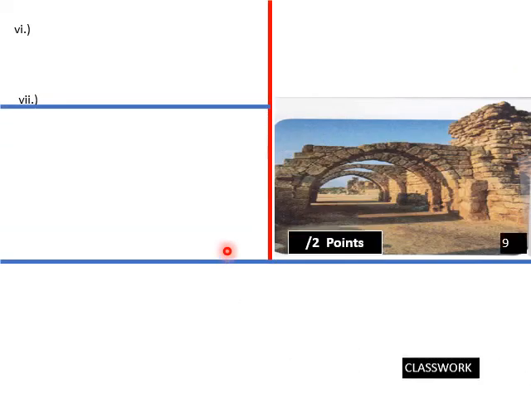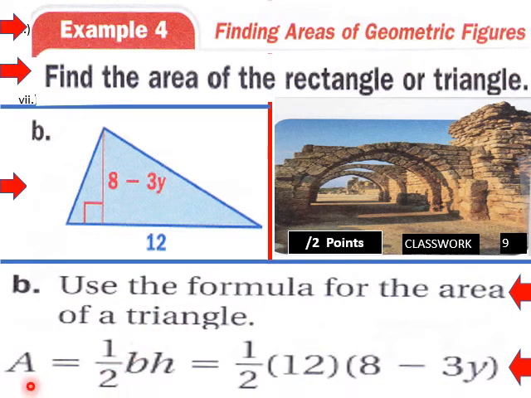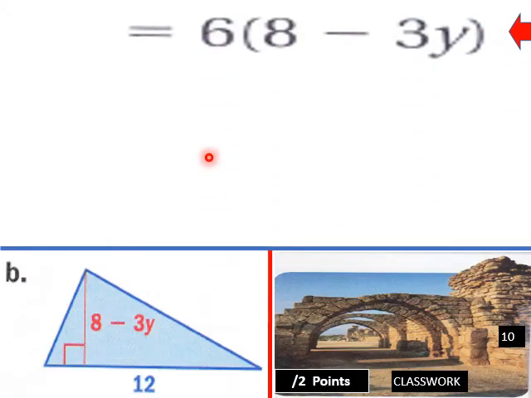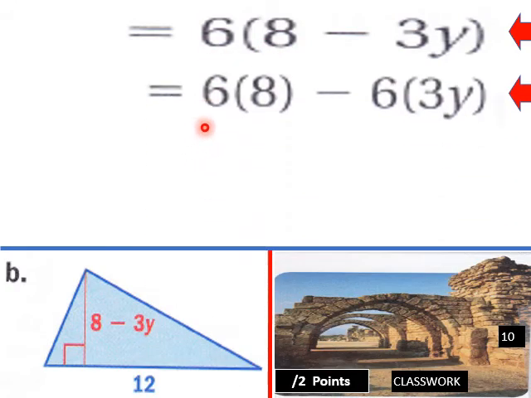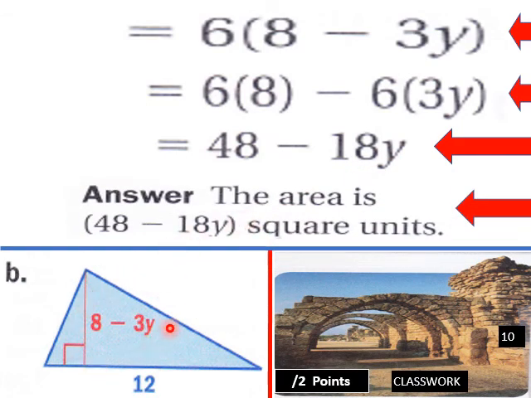So let's try another one. Let's go into finding the area of now a triangle. Here's our triangle. We have a height here of 8 minus 3y, and a base here of 12. So use the formula for the area of a triangle. Area equals 1 half base times height. So we have 1 half times 12 times 8 minus 3y. That's your basic formula for the area of a triangle. Then when we multiply through, we have 6 times the quantity 8 minus 3y, because 1 half of 12 is 6. 6 times 8 is 48, and then 6 times negative 3y, we get 48 minus 18y as the area of this triangle. Square units, by the way, square units. 48 minus 18y square units.